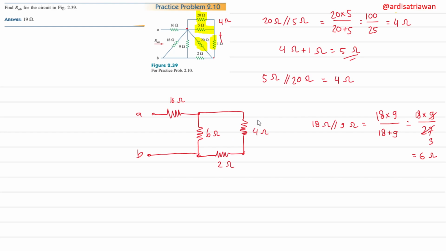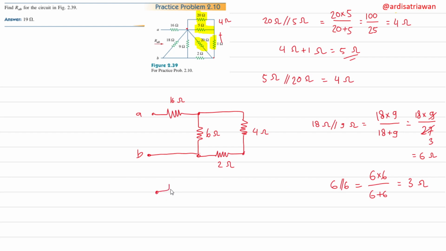From here we can see that this is in series with this one, and then parallel with this one. So we have 6 and 6 in parallel. That will equal 6 times 6 divided by 6 plus 6, and 36 divided by 12 is 3 ohm.